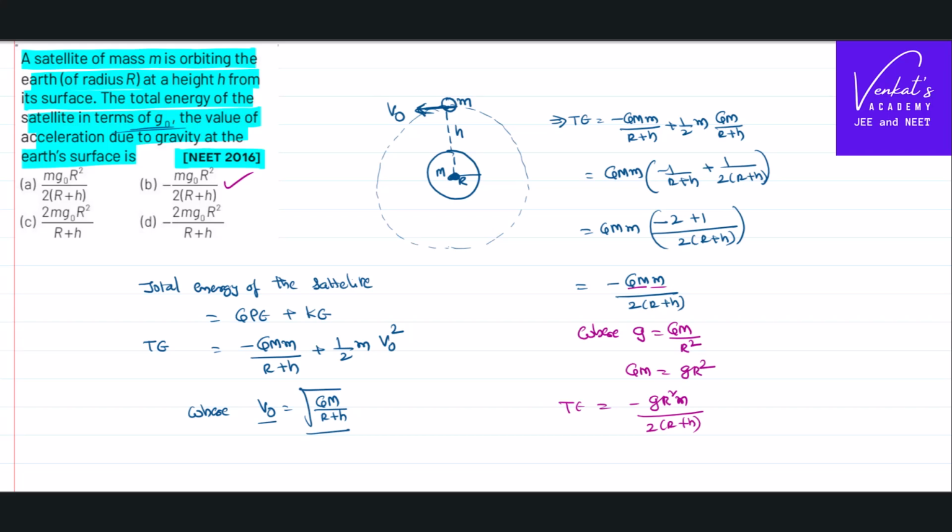So it's a simple problem. We only need to know the formulas for potential energy, kinetic energy, and the formula for orbital velocity. Once you know them, you can substitute and get our answer as shown in option 2 of the problem.